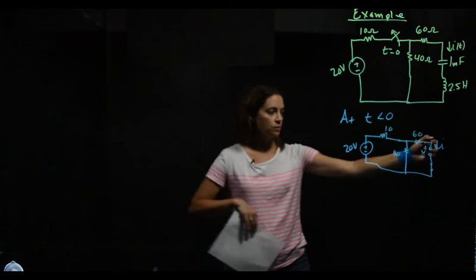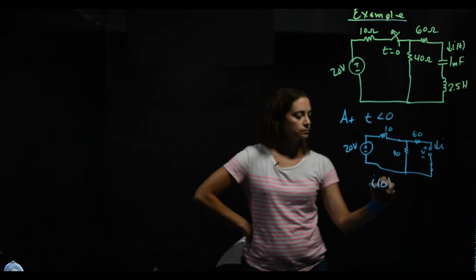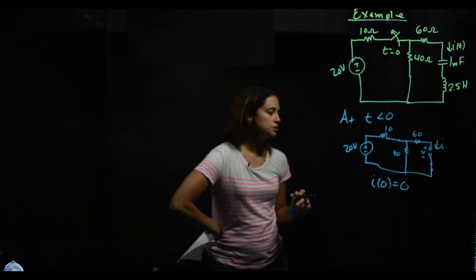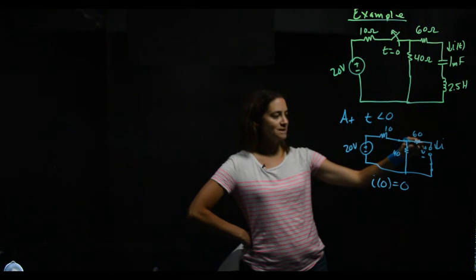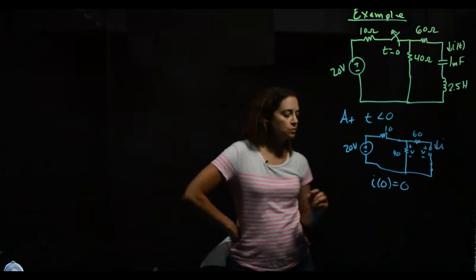What's our initial current? Well, there's a big hole. Big hole, no current. Initial voltage. This resistor is just dangling, so it's like it's not there. So the voltage across here is what we're interested in.